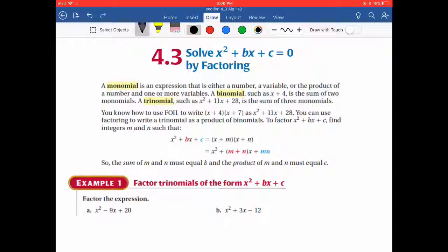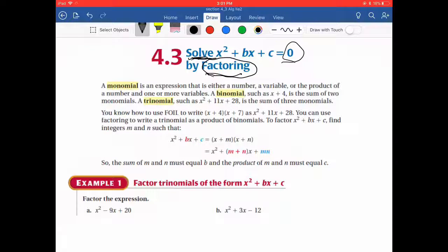Section 4.3, solving equations by factoring. Anytime we're solving equations, we've got to set it equal to 0. In this case, you can see from this example in the title, it's a standard form quadratic, x squared plus bx plus c. And to be able to solve it, we've got to factor that into smaller pieces.